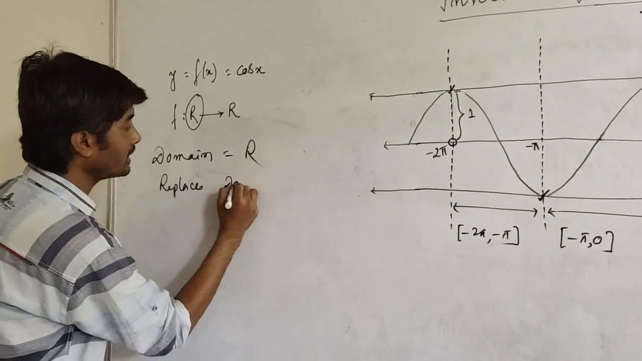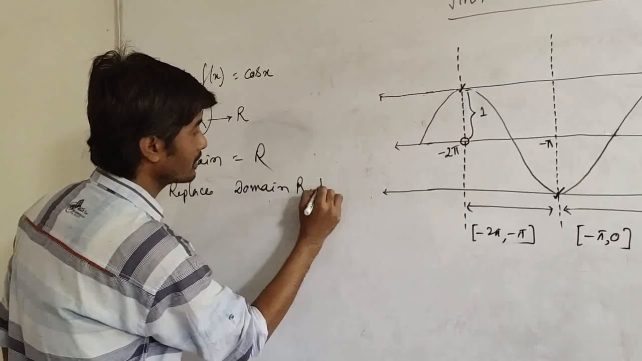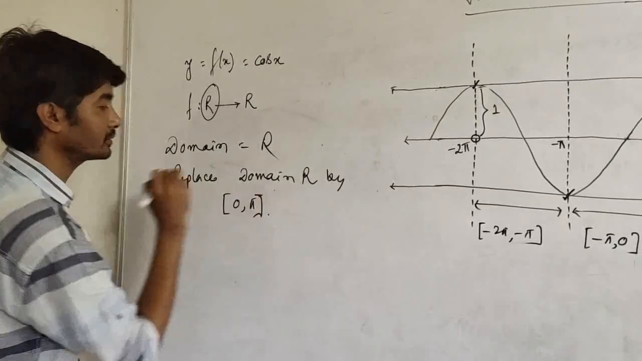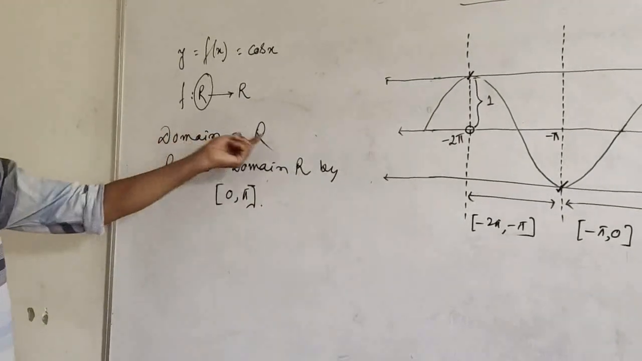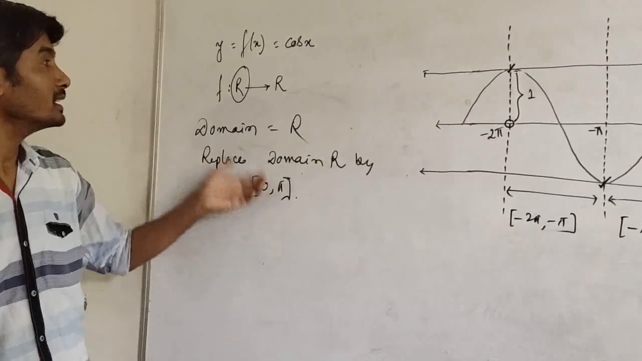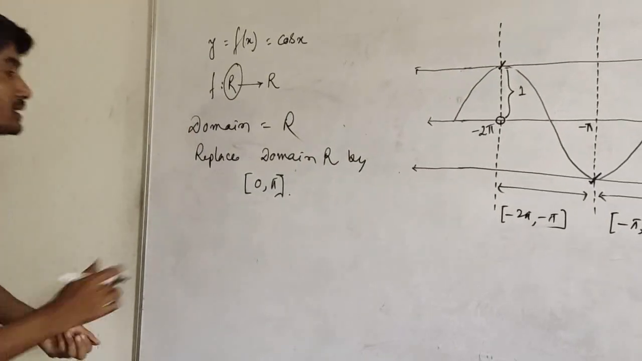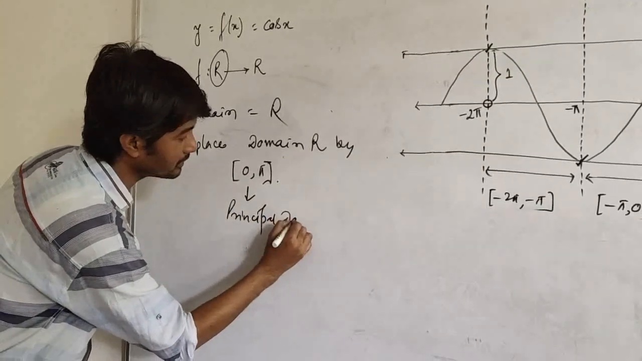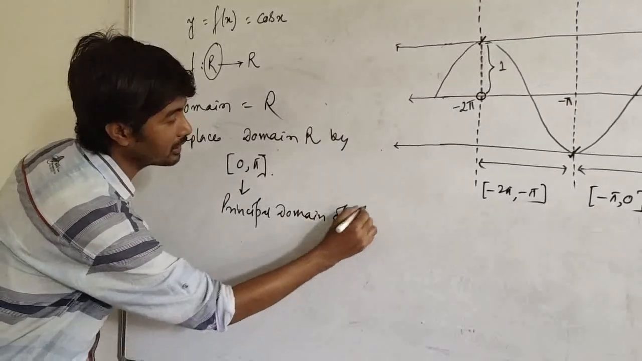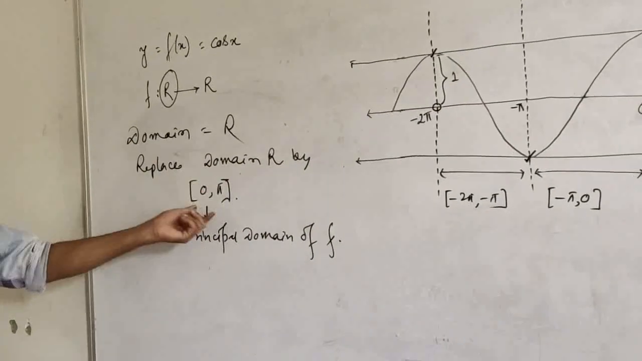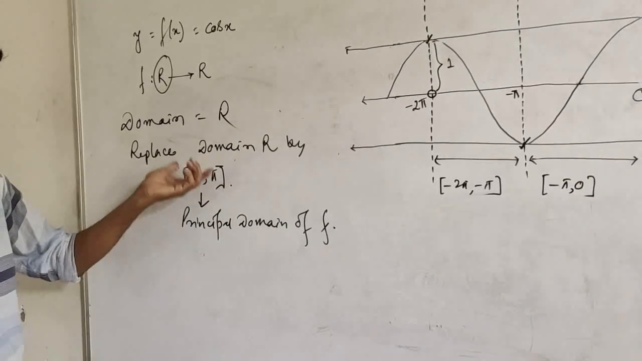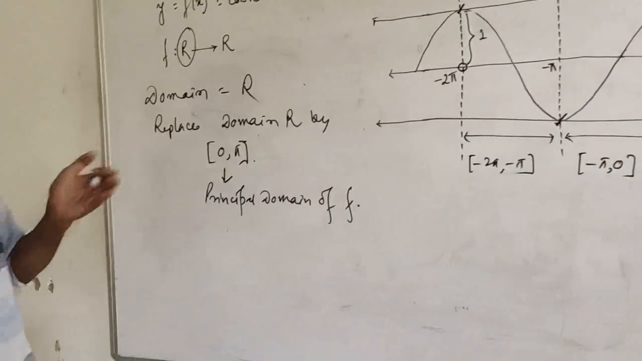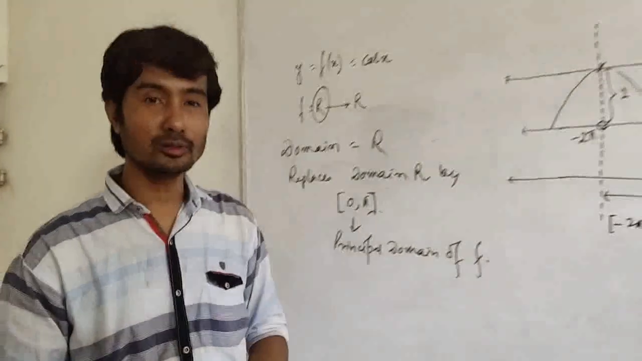Replace domain R by 0 to π, this interval. So if I replace the domain R by this sub interval, then this function becomes 1-1, and this is known as the principal domain of the function f. This particular interval, the closed interval 0 to π, is known as the principal domain of the function f.